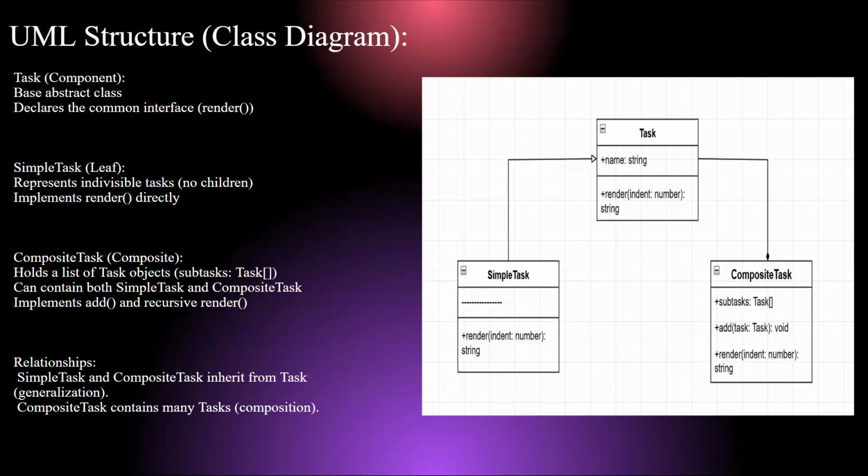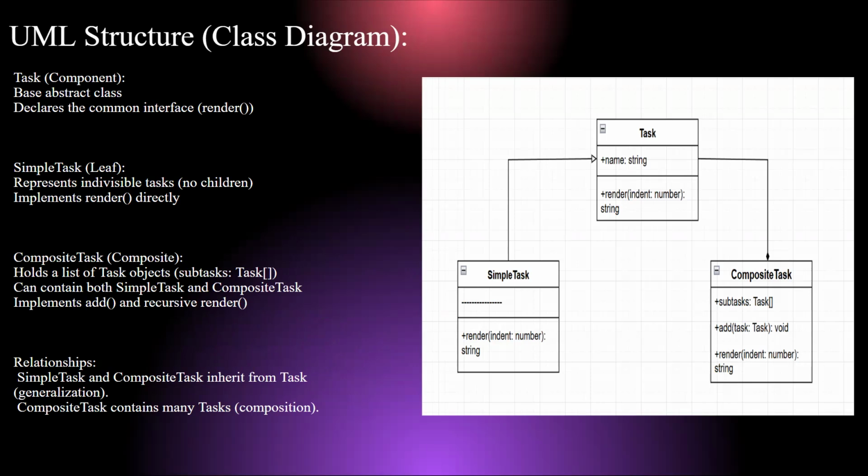Here's a simplified UML diagram of the pattern that I created. This UML diagram illustrates how the composite pattern is applied in my web-based task manager. The task class defines the common interface. Simple task is a leaf that has no children, while composite task is a composite that can hold multiple task objects. Both the leaf and the composite share the same interface, so this enables recursive operations.